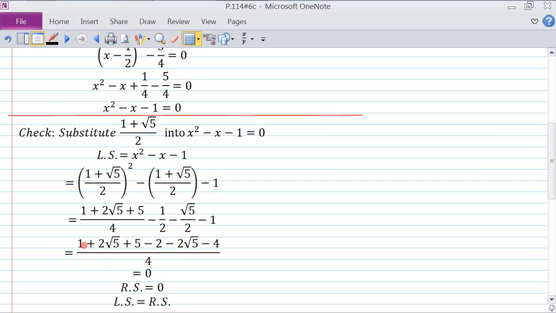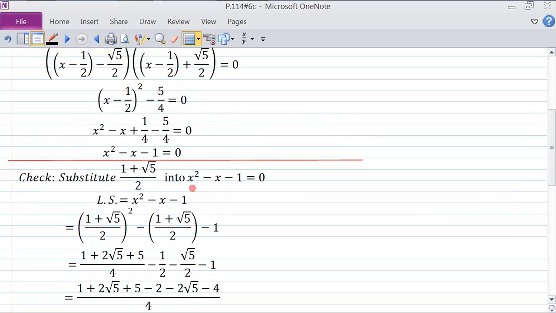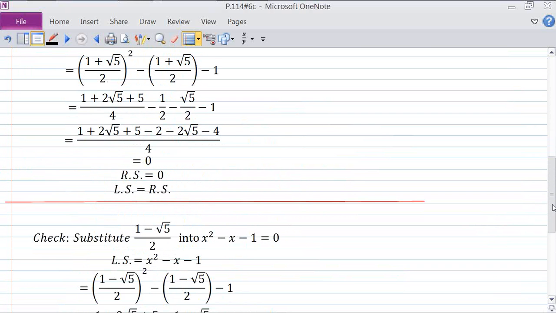Now look what happens here. 1 plus 5 is 6. 6 minus 2 is what? 4. 4 minus 4 is 0. And the plus 2 root 5 and the minus 2 root 5 sum to 0. So everything is 0. So I know that this must be a solution because this sums to 0 and therefore equals the right side, which is 0. So the left side equals the right side.